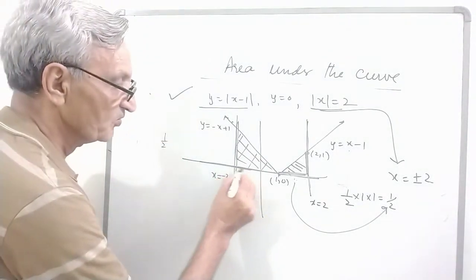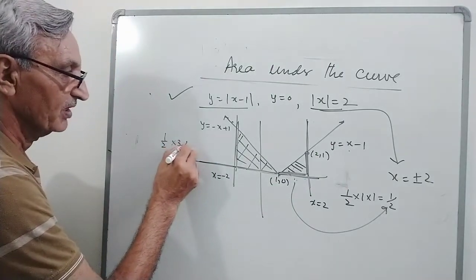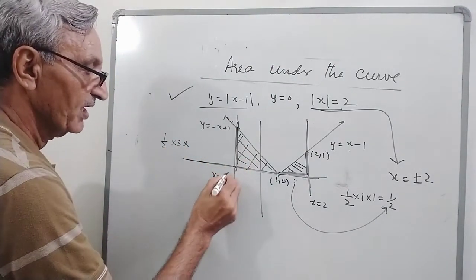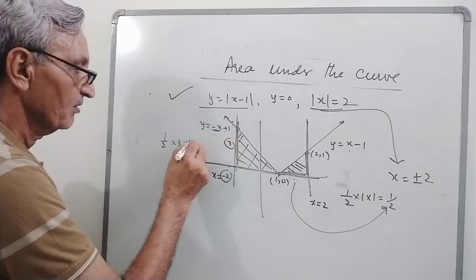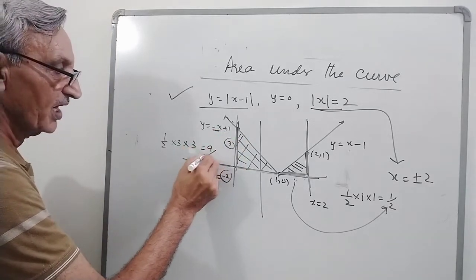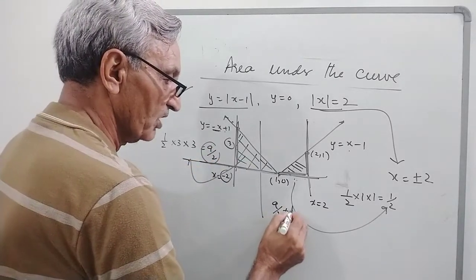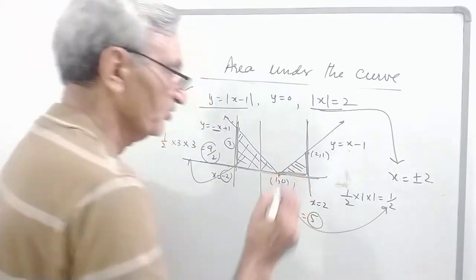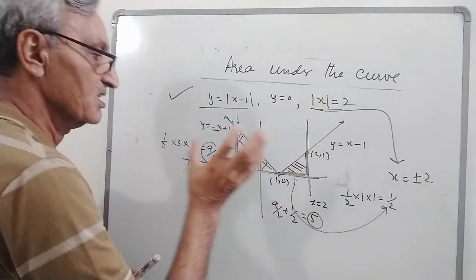Here x is equal to 2 and x is equal to 1. Total base is equal to 3, multiplied by 3 into my height. When x is equal to minus 2, this is equal to 2 plus 1, which is 3. 3 multiplied by 3 is equal to 9 by 2. This area. Therefore, total is equal to 9 by 2 plus 1 by 2. Answer is equal to 5 units. The area bounded by this and this is equal to 5.